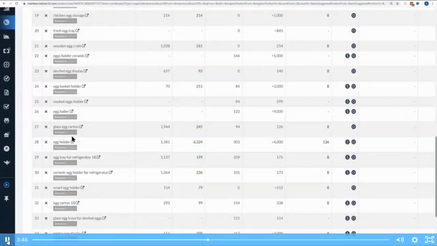For example, there's probably a keyword like Bluetooth headphones that has a million searches, but that doesn't mean it's a good keyword for this listing, because this is an egg tray. It's an egg holder. So this keyword, even though it has 6,000, is more important.